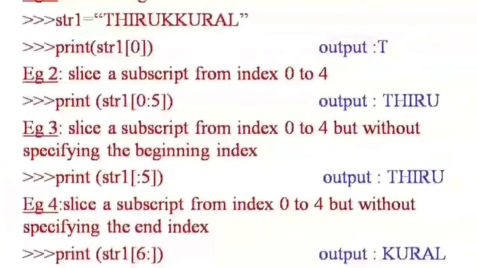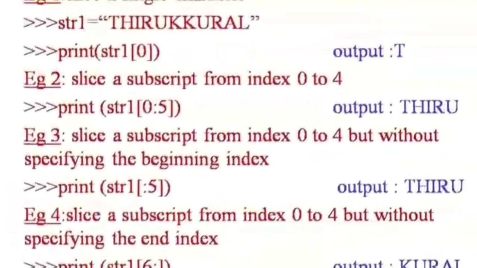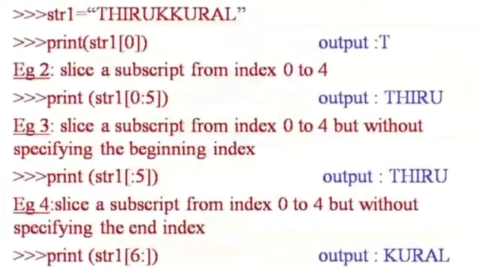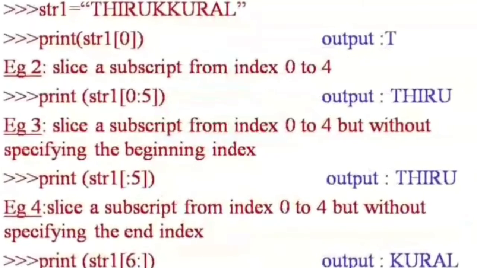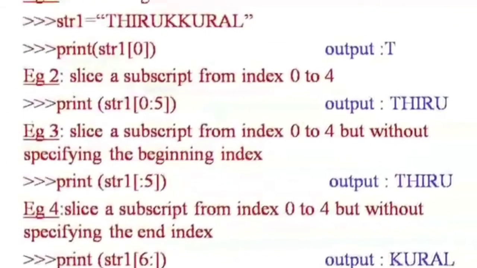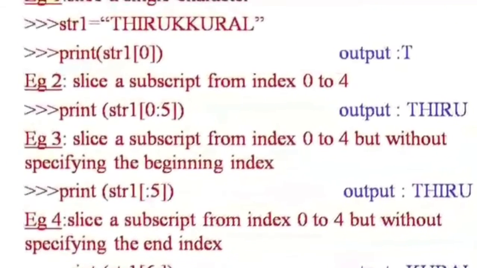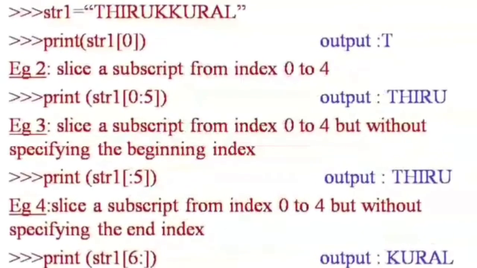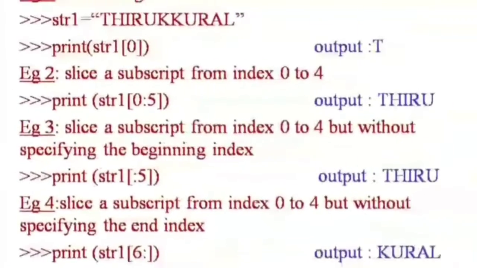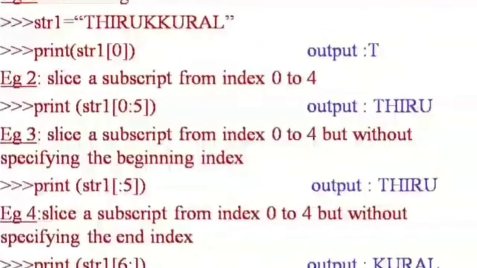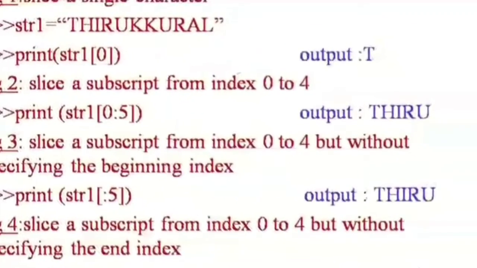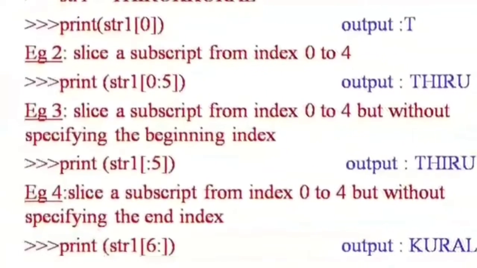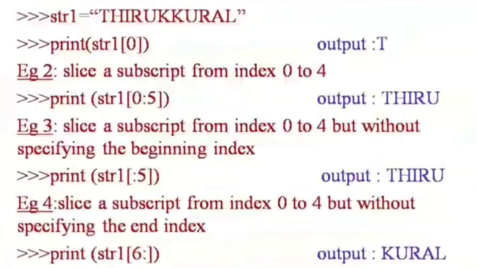In this example, string is given as Tirukkural. For slicing a single character from a string, print str1 subscript 0 is given. The output will be 0th character T. Second one, slicing a substring from index 0 to 4. Here you have to give the starting and the end value. So the output will be Thiru.